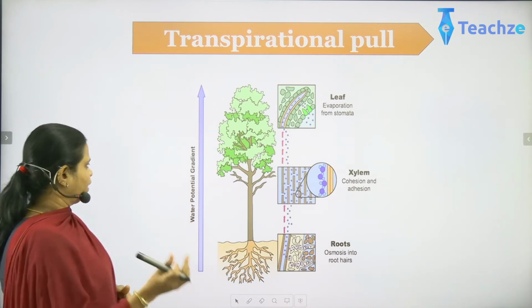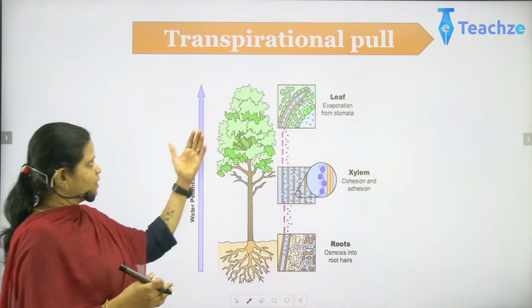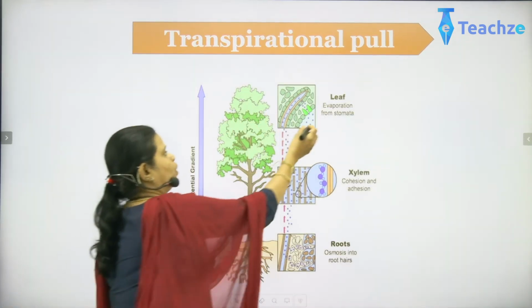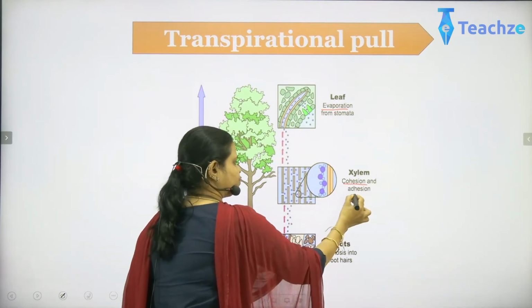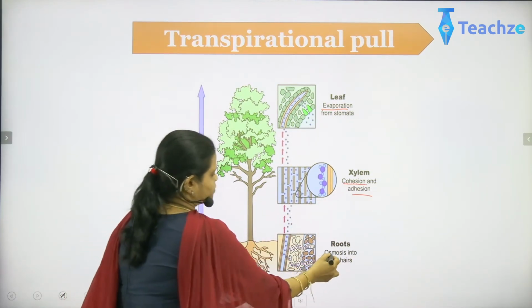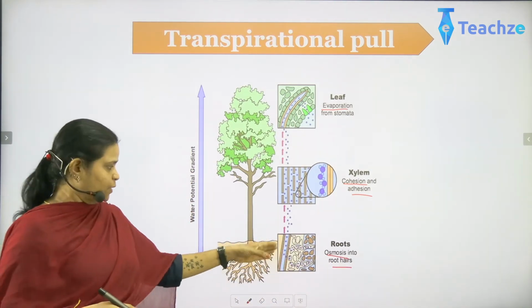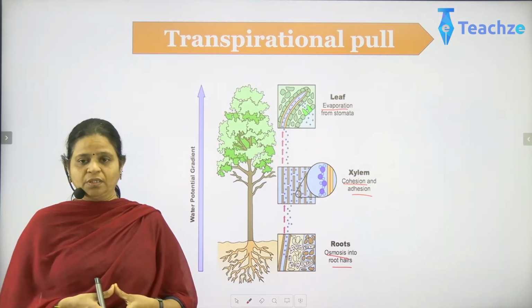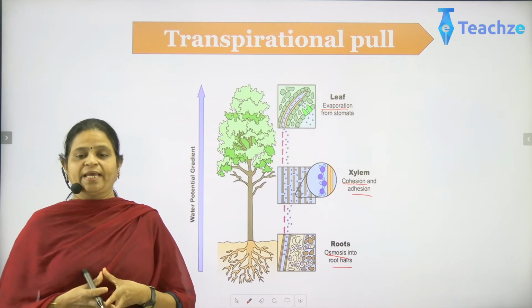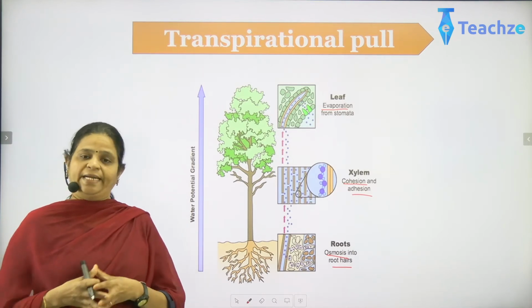Now, what you see on the screen is a water potential gradient. You can see there is evaporation, which is very important for the transportation to occur. Then you have two things, that is cohesion and adhesion. Then you have osmosis, which occurs in root hairs. So, right from the bottom we can have a look. It starts with osmosis. First, it is simple diffusion, where the pressure differences carry the water and the salts into the roots.